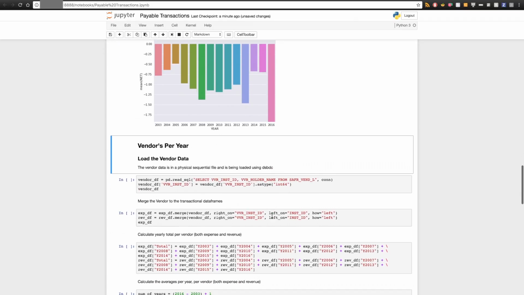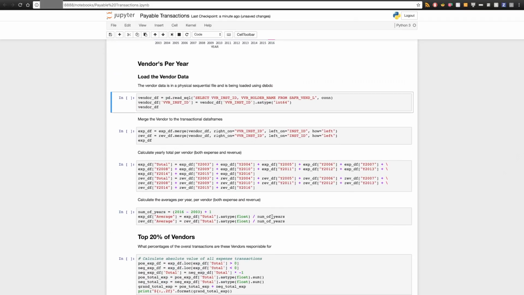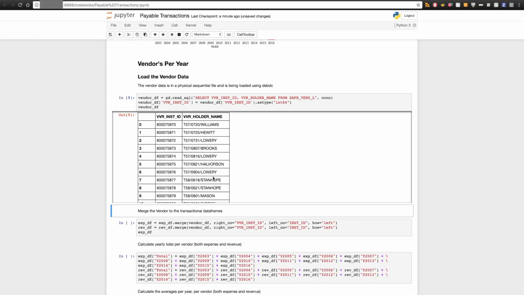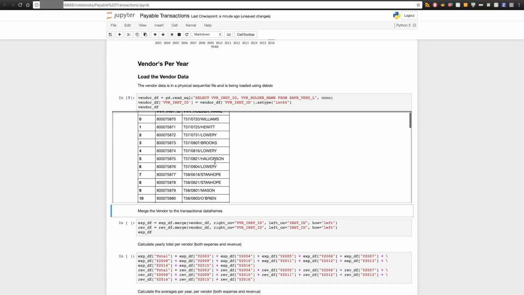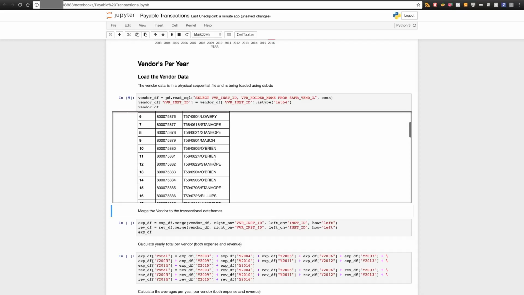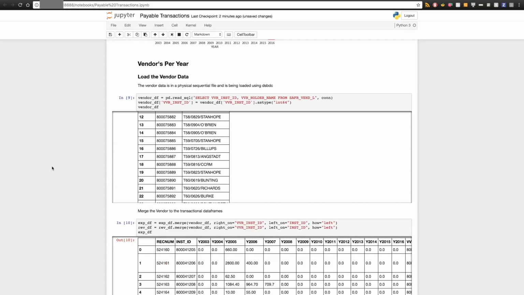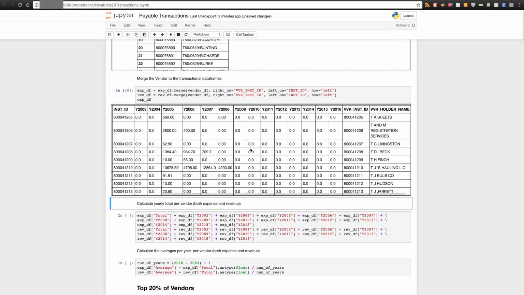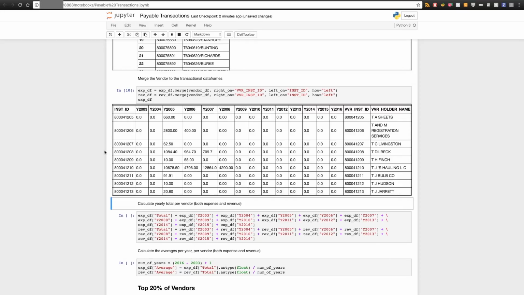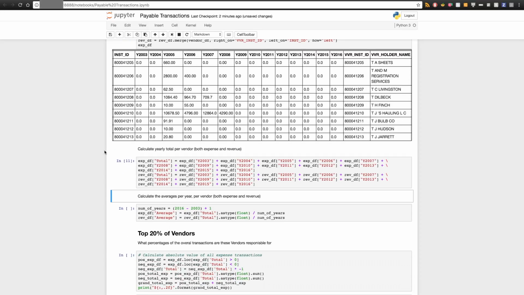Let's go a step further and learn some information about the vendors we are dealing with. We will first load another physical sequential file into a data frame. Then we will merge that into the expense and revenue data frames that we created earlier. If you notice, this data has some strangely similar names, like several Stanhopes and O'Briens. Let's keep going. Let's do some simple work to calculate the grand total per vendor, as well as their average per year.